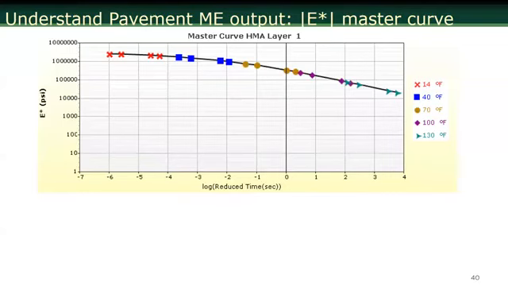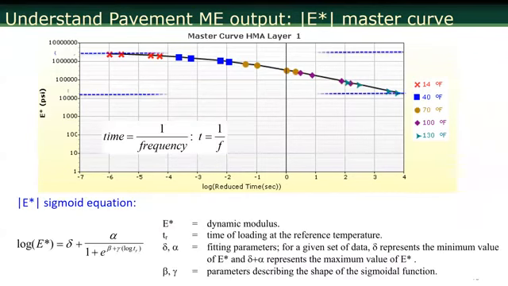So let's try to understand this curve a little more in depth. Instead of B1, B2, B3, and B4, Pavement ME uses delta, alpha, beta, and gamma. In the earlier slide that I showed, it was B1, B2, B3, and B4. Pavement ME uses different terminology, delta, alpha, beta, and gamma, but it's the same thing. And also the difference is the logarithm of reduced time here.